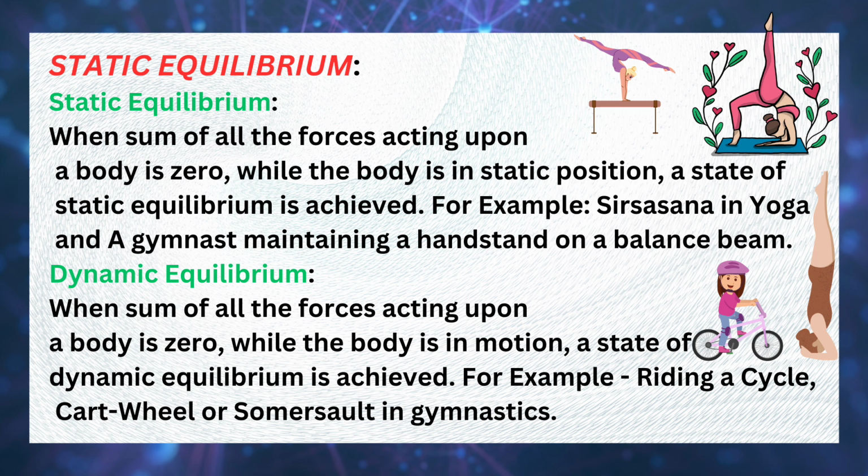Two, dynamic equilibrium: when the sum of all the forces acting upon a body is zero, while the body is in motion, a state of dynamic equilibrium is achieved. For example, riding a cycle, cartwheel or somersault in gymnastics.